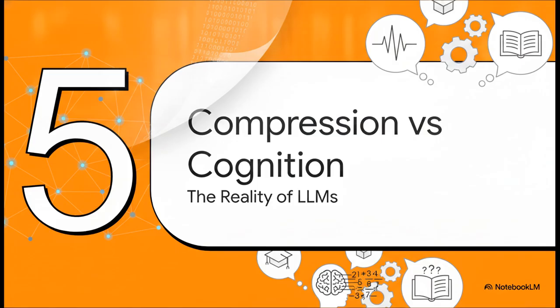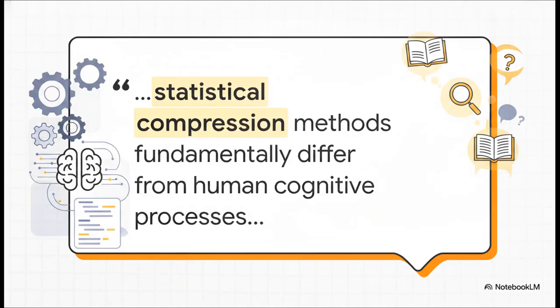To understand why, let's unpack Section 5, Statistical Compression versus Cognition. We really need to pull back the curtain on the underlying mechanics of large language models, or LLMs, to see why they might actually fail as true educational aids. You see, NotebookLM's interface encourages you to imagine that the AI is reading and deeply engaging with the text. But the technical reality is entirely different. Albrecht-Krijn states it perfectly. Quote, "Statistical compression methods fundamentally differ from human cognitive processes of reading and analysis.